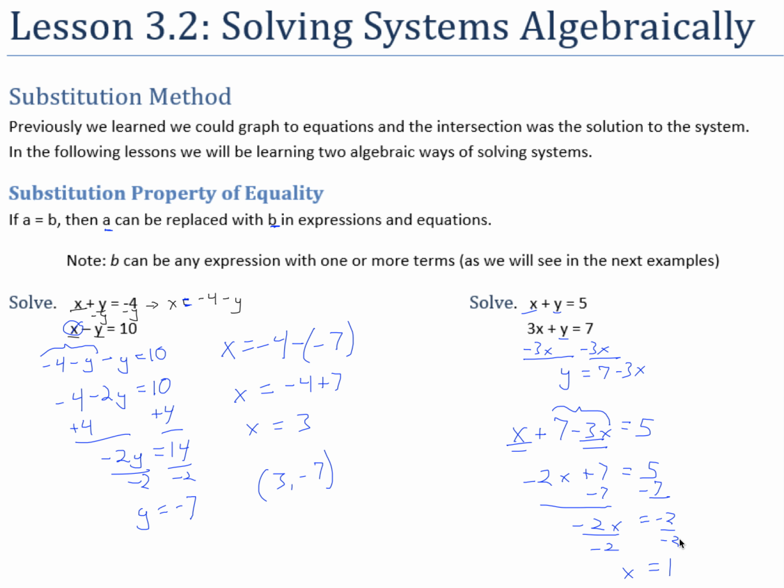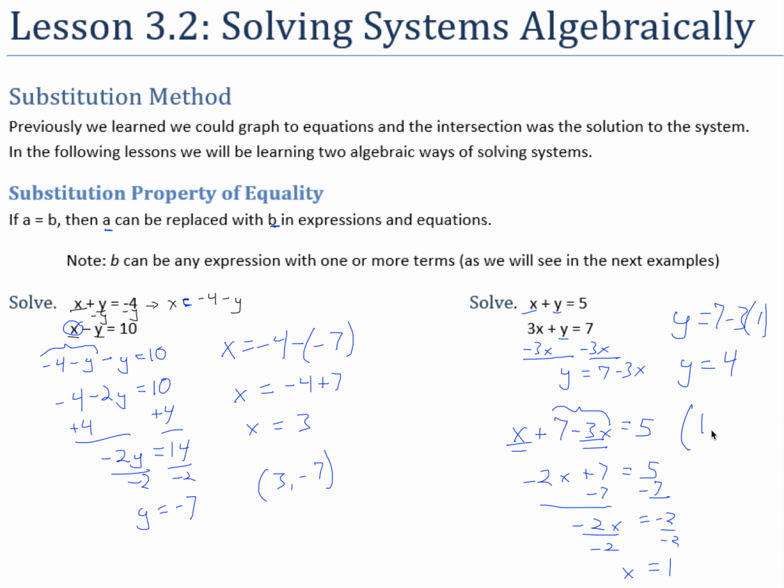Again, we're not finished. We have to plug back into one of our original equations, or one of these other equations. We can use one of these first two original, or the one that we changed. Let's go ahead and plug it in here. So we have y equals 7 minus 3x. But we found that x is equal to 1. So this is y equals 7 minus 3, which is 4.